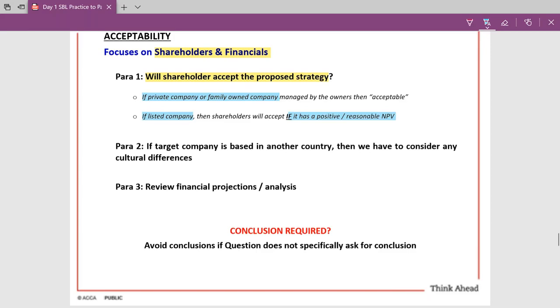Okay, don't worry. For commercial acumen, don't we have to give recommendations? No, Kasim, recommendation has nothing to do with commercial acumen. Okay, recommendation will only be given if the examiner specifically asks you, otherwise stay away from it.